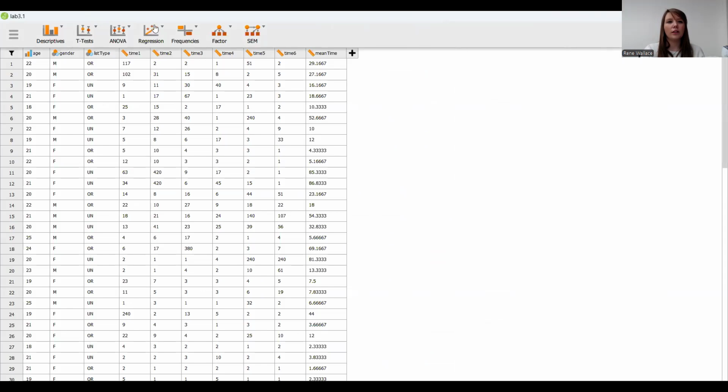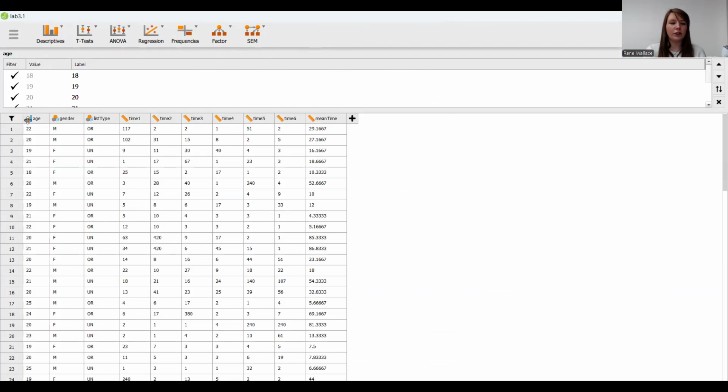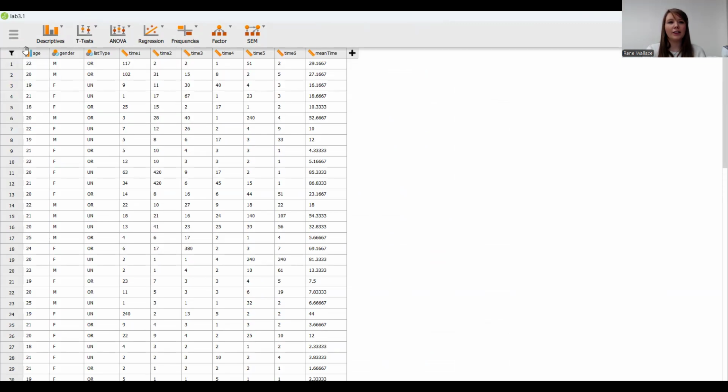Okay, so here's everything. You can look at these variable types up here, right? We want the ruler for everything, right? Obviously, time, mean time, those are ruler variables, but so is age. I need to change age to my scale, but gender and list type, those are ordinal variables, which you learned about in this week's lecture. How handy is that? And so I have all of my columns with the correct variable type.